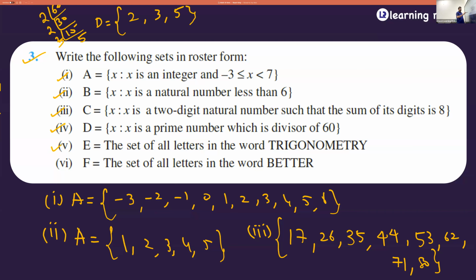The set of all letters in the word trigonometry. So how do you write it? T, R, I, G, O, N. There is another O, you will not repeat it. So N, M, E, Y. First R is repeated, T is repeated. For the sixth one, the set of all letters in the word better. B, E, T. I hope it is clear. It is B, E, T, R.